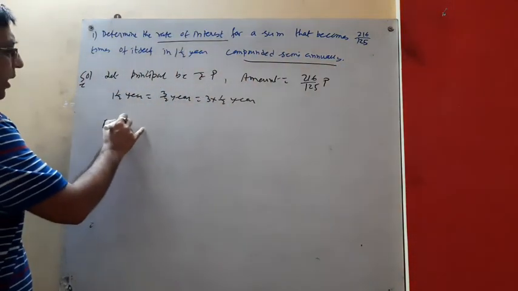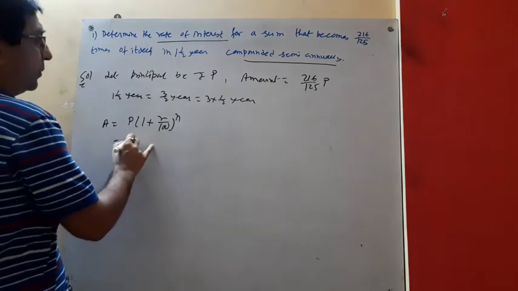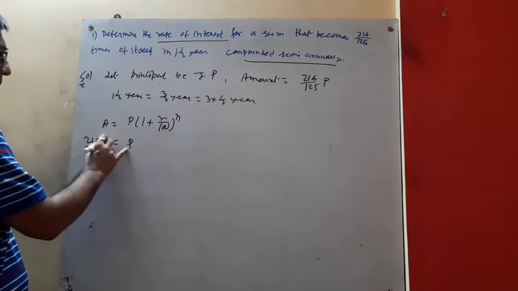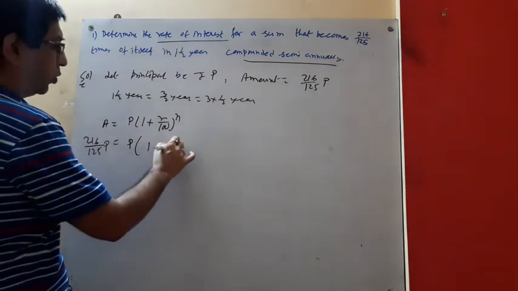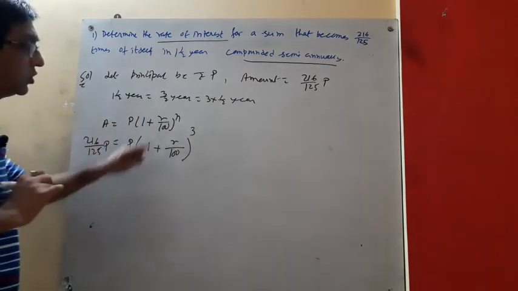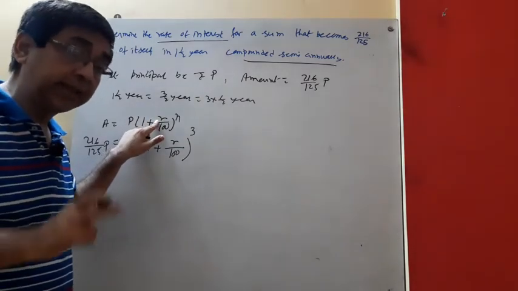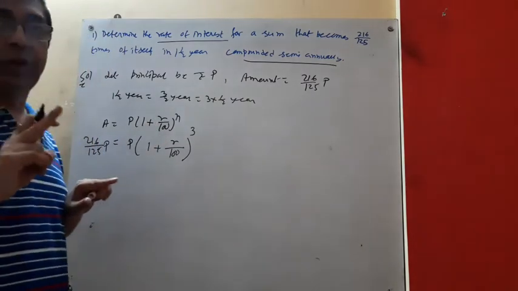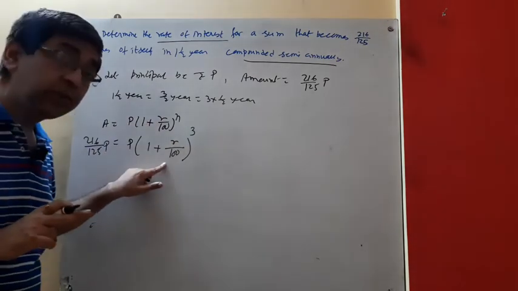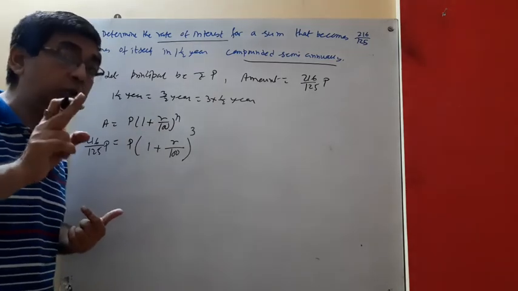So we use this formula, A equal to P into 1 plus R by 100 whole to the power n. What is A? We don't know P, so here we will write 216 by 125 P. 1 plus R by 100, R we don't know, that we have to find. What is n? Here n will be 3, because 3 half years. But one thing you should remember, whatever the rate we find from here, that will be rate of interest semi-annually, not annually, because we are using here 3. From this equation, the R we will get will be semi-annually, not annually.